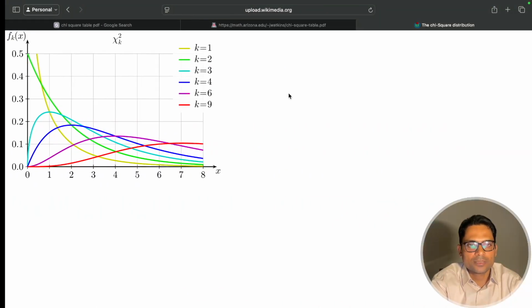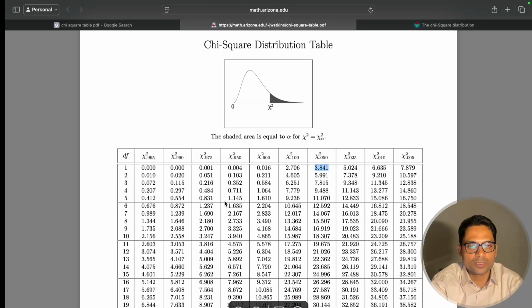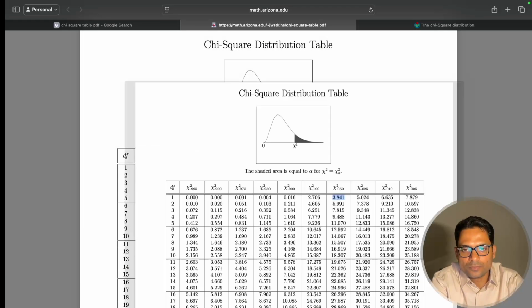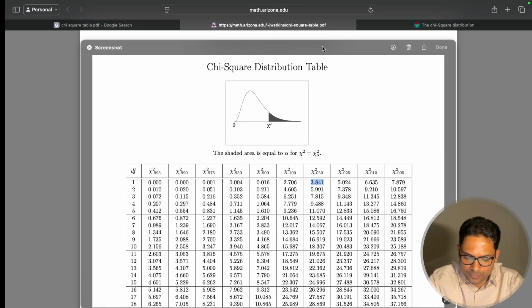So this is your chi-square table. I've just highlighted this here. For chi-square 0.05, it tells you the area under the curve. This df is degrees of freedom, 1, so this will be 3.841. Let me take a screenshot so I can highlight it for you. Okay, let me paste it.